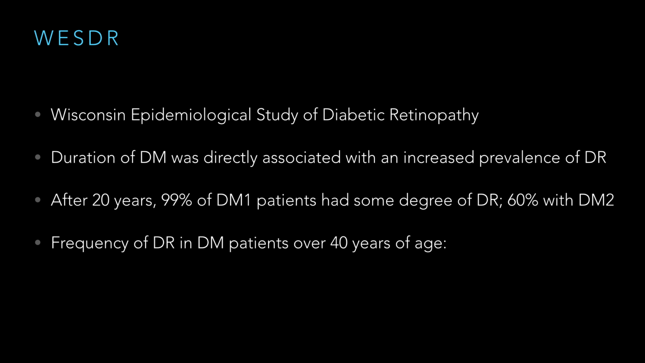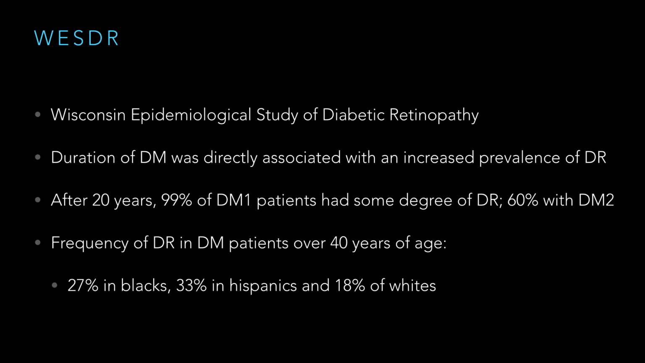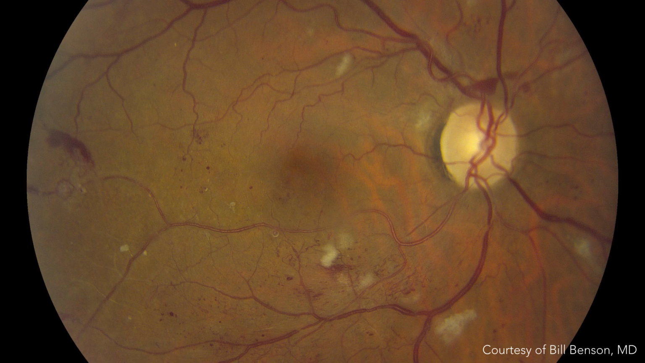Now, the frequency of diabetic retinopathy in DM patients over 40 years of age. Okay, here we go. By ethnicity, I thought this was interesting: 27% in blacks, 33% in Hispanics, 18% in whites. So maybe just remember relatively who's more likely to have it. But then again, socioeconomically, I don't know if they were really controlled. This is from some nationwide database in the U.S.